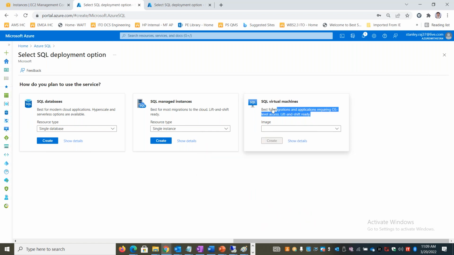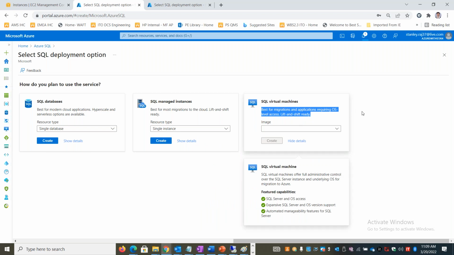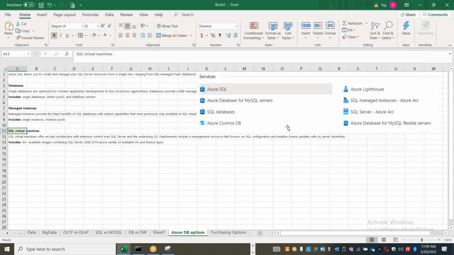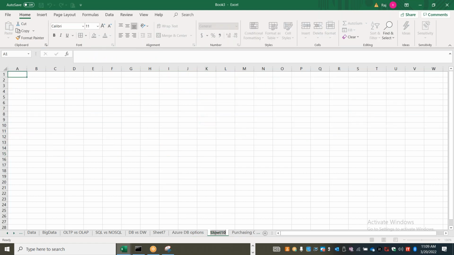This is mainly for on-premises lift and shift. If you want to move existing database servers to the cloud and continue using a VM-based approach or a VM-based support model, you can migrate to an Azure virtual machine. This is a rehosting model, or a lift and shift model. If you need OS level access, this is the option you need to take, the SQL virtual machine option.